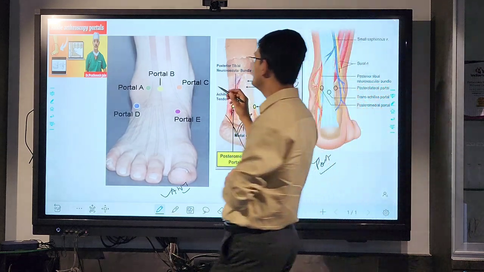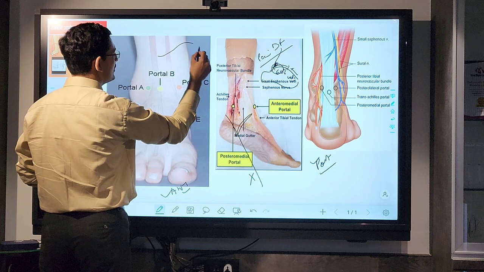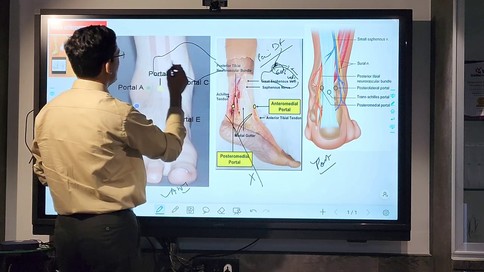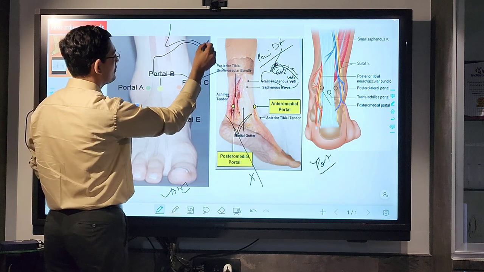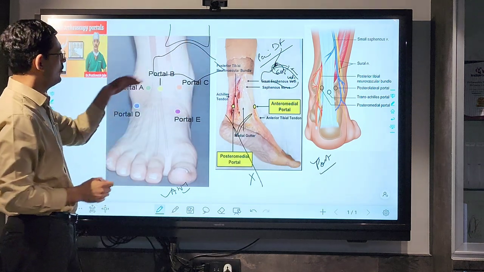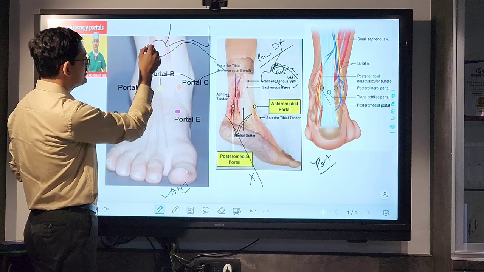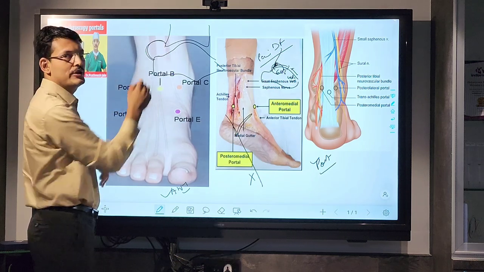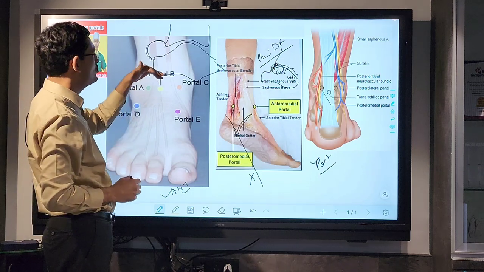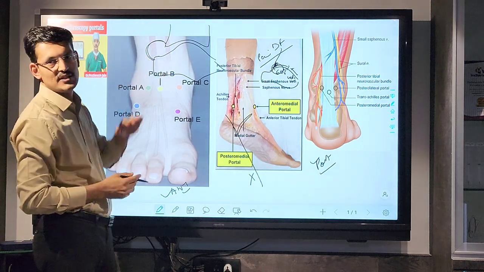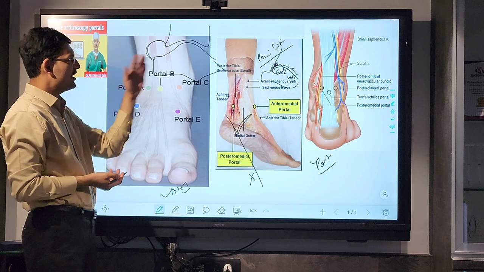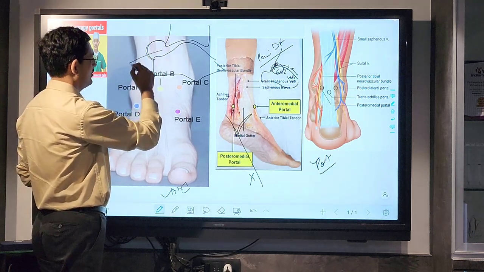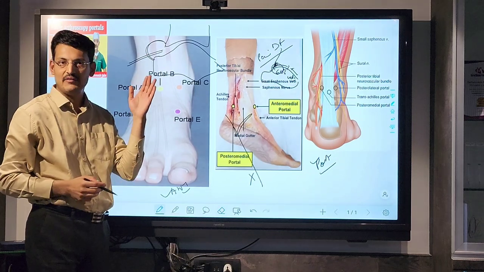So for example, if this is your talus and this is your tibia here, what I want to go into is this capsular region. So this is the capsule by and large, and you want to go into this region. What you can do is a gentle dorsiflexion and this space will increase. Whenever you start an ankle arthroscopy, you need to inflate the joint with saline.